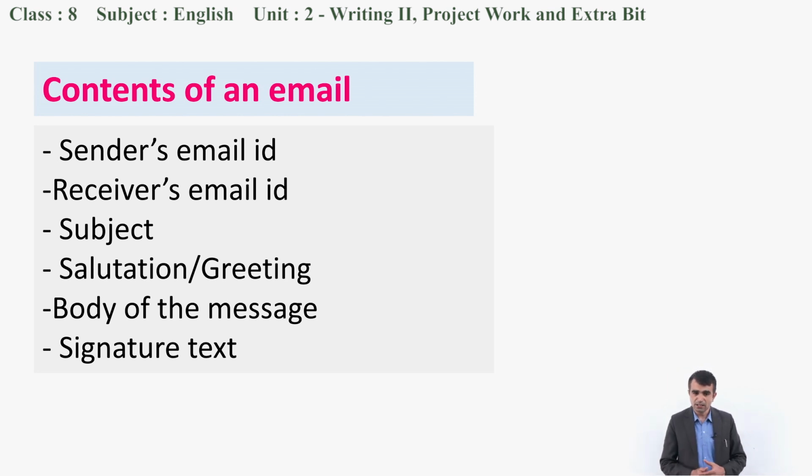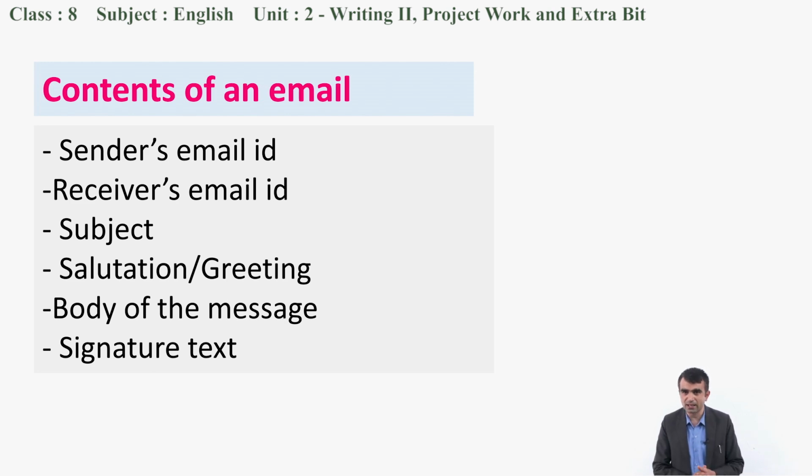Well, next, body of the message. Body means beginning, or let's say just opening, main message and closing, everything, okay? Body means, for example, if you start with thank you for your email, that is opening, if you are writing a response. And body, main message and closing as well. And finally, you need signature text, okay? Now, where do all these parts go in an email?